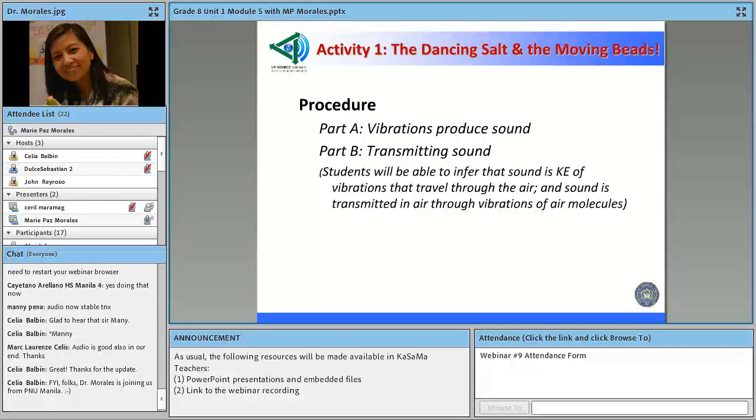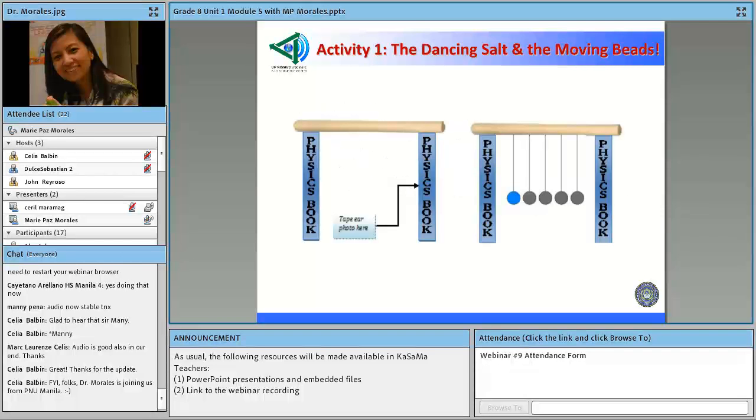So we would want our students to infer that sound is kinetic energy of vibrations that travel through air, and sound is transmitted in air through vibrations of air molecules. You can see this is the setup, and you can take the ear photo here on this part of the physics book.